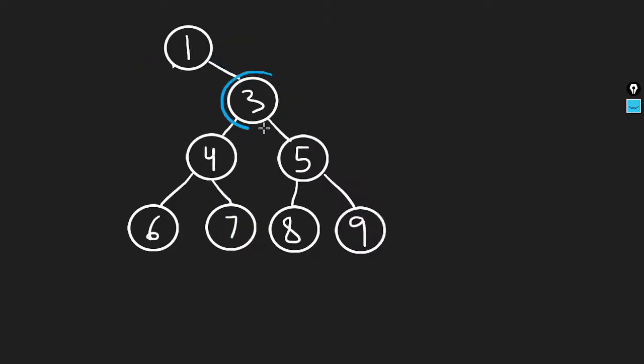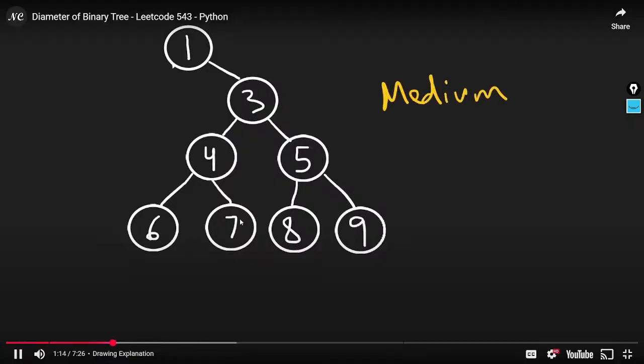But consider the node over here. Length on the left side is 2, and length on the right side is 2. So total is 4. That's the diameter of this tree. Now, I want to mention to you that this problem is actually closer to a medium problem than an easy problem. Why exactly is... Okay, let's not do it.